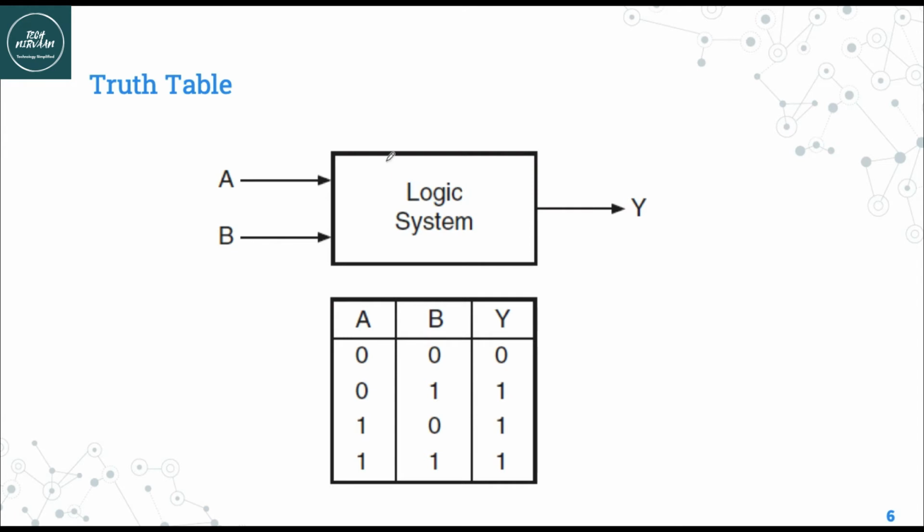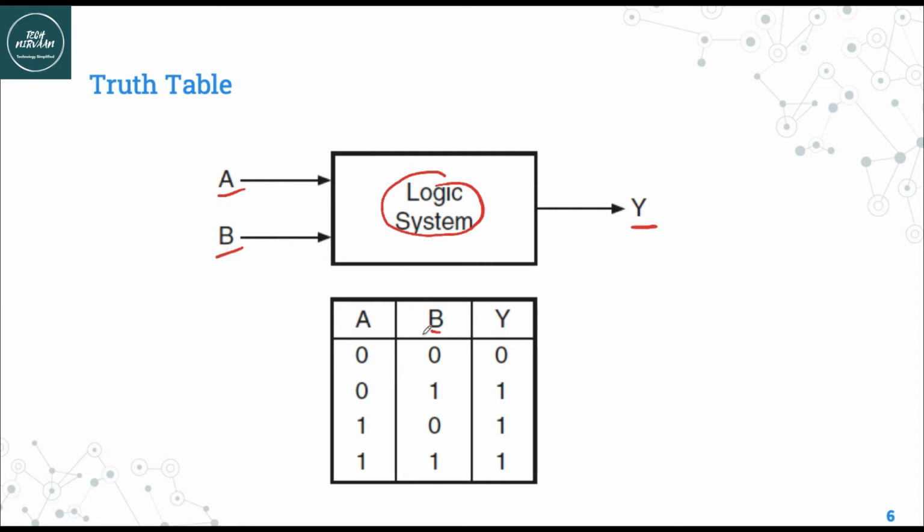So this is the example. This is some logic system with input A and B and the output is Y. So based on this logic system, we can develop a truth table like this. A and B are input, Y is output, number of inputs are 2.